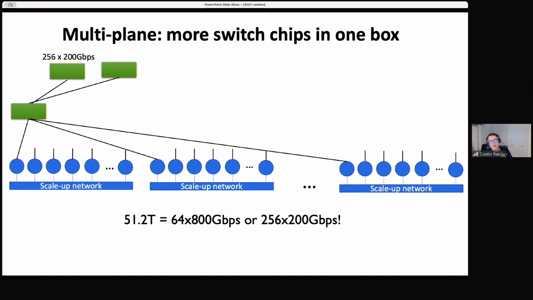But you will ask, well, now you only get 200 gigabits per GPU, which is not the same as before. So why is this a good thing? Well, this is why: what you're doing is you're putting 4 chips within the same box, and you're using a single wire to connect the GPU to the box.